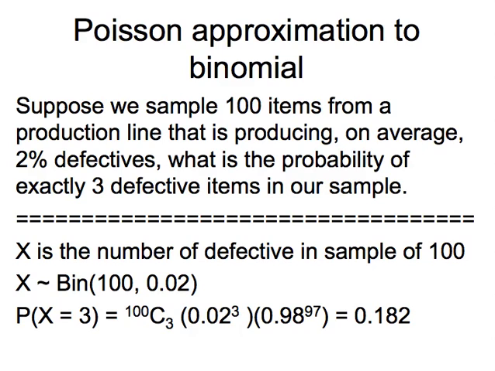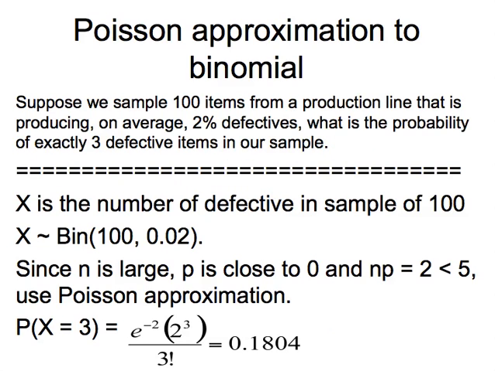Now notice my answer is 0.182. However, notice n is large and p is very small. So we're going to work this out using the Poisson approximation to binomial. X is the number of defectives in a sample of 100, and it's binomially distributed. N is 100, p is equal to 0.02. Now, since n is large and p is small, and also since n times p works out to be 2, which is less than 5, we are going to use the Poisson approximation.